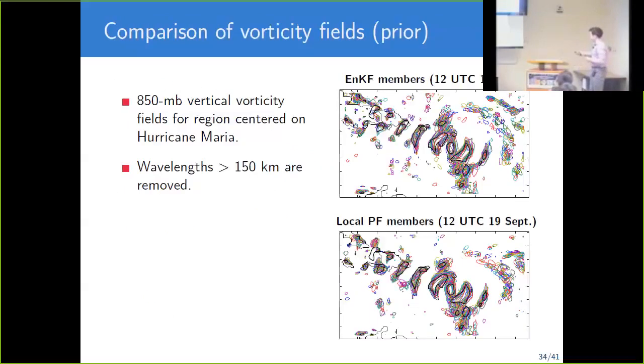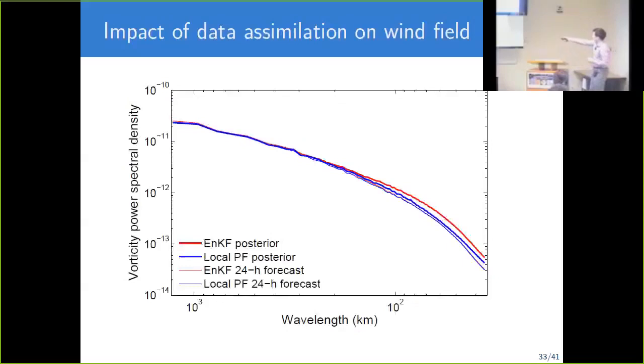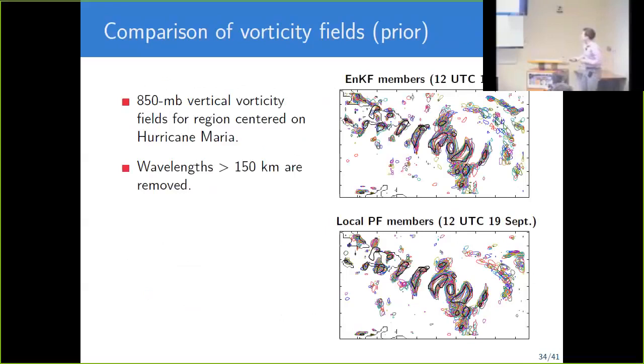And so what I did was, first, I just want to note that this cutoff, where they're different, is around 150 kilometers. And so if you go to the next slide here, what I did was I just chose one area of the domain that happened to be right around Hurricane Maria for this case. And I looked at the 850 millibar vertical vorticity field for wavelengths that are smaller than 150 kilometers.